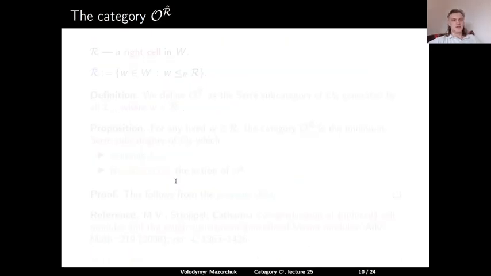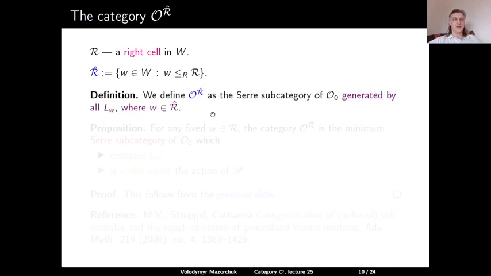Now let us talk about the generalization of a parabolic category O. So this is called the category O R hat. Let R be a right cell in W. Denote by R hat the set of all elements w in W which are right less than or equal to R. Then we define the category O R hat as a Serre subcategory of O0 generated by all elements Lw where w is in R hat.